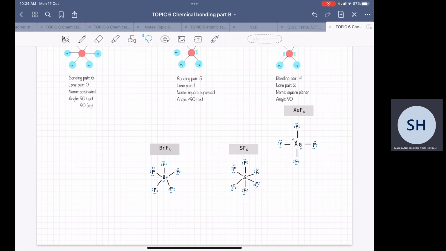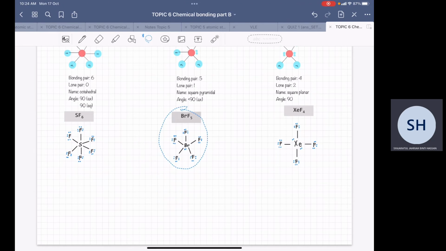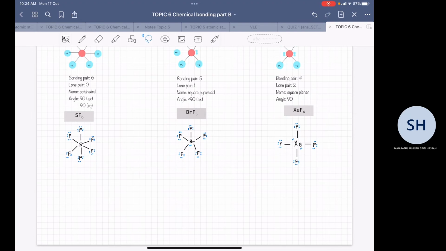Right, SF6 here. SF6 has 6 electron groups, so its shape is octahedral. And BrF5 has 1 lone pair and 5 bonding pairs, therefore it is square pyramidal.